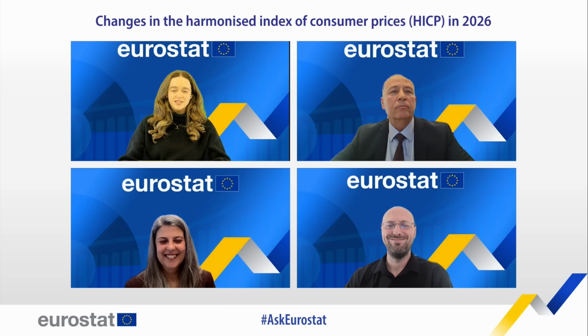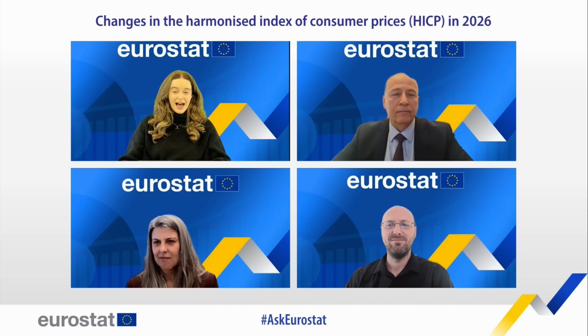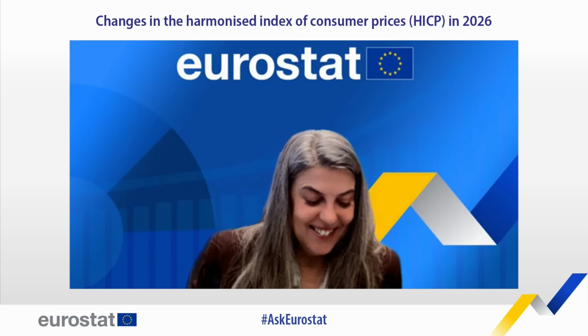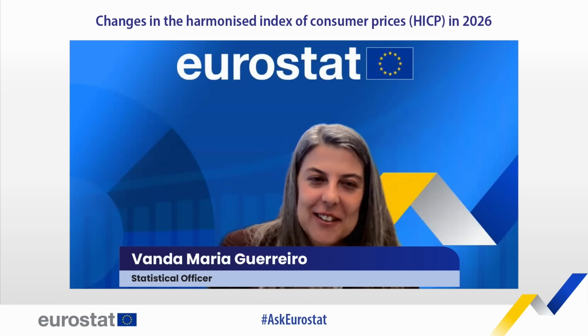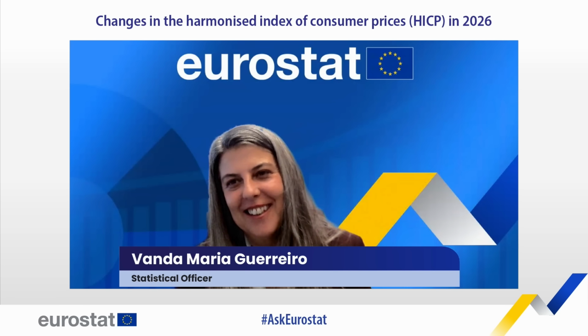Are there any differences between the United Nations COICOP, or Classification of Individual Consumption According to Purpose, and the ECOICOP, which is the European Classification of Individual Consumption According to Purpose? That is a very interesting question. Actually, there is absolutely no difference. It's really just the name that is different.